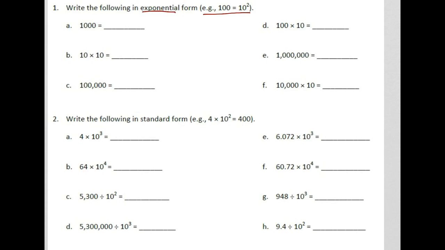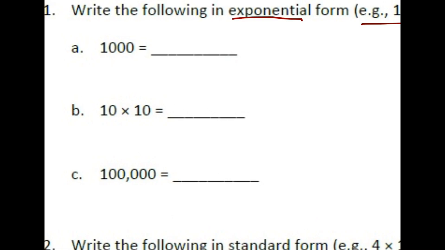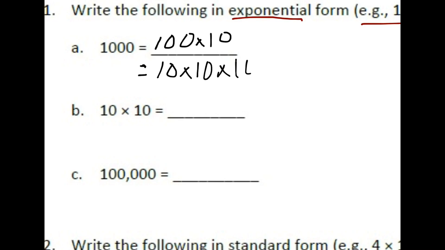1a says 1,000 equals blank. And what it's looking for is something with an exponent. I'm going to do this the long way. If you see right away how to do this, that's okay to go ahead without me. But I know that 1,000 is 100 times 10. So I know I can turn that into 10 times 10, because that's 100 times 10. Do you notice how this 100 becomes 10 times 10? Now I see three 10s being multiplied together, so that is 10 to the third power. So that's my answer, 10 to the third power.